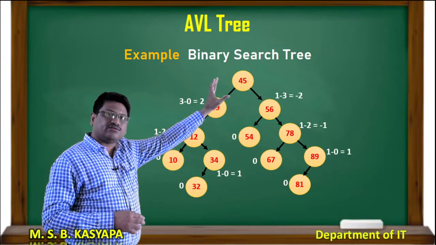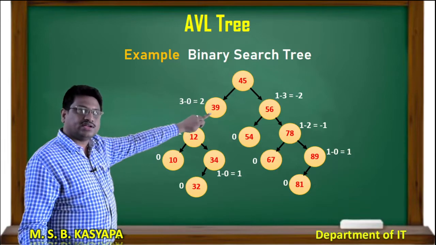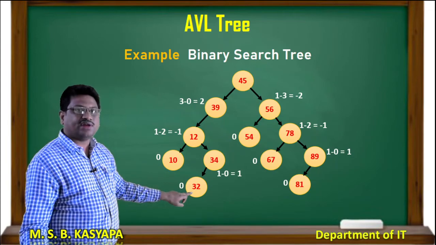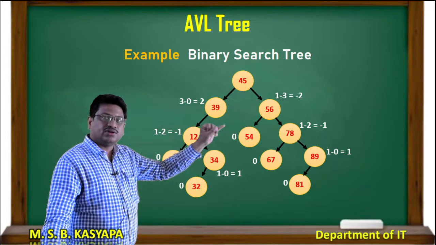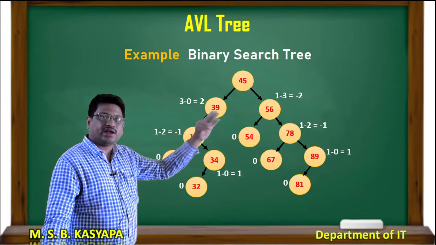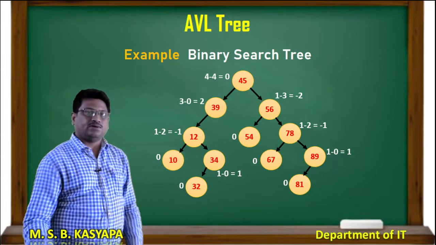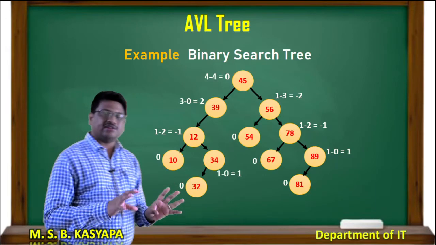Then if you go to 45, that is the root node. From 45 to 39, 1, 2, 3, 4. On the left side, I have 4. If you go to the right side, 45 to 56, 56 to 78, 78 to 89, 89 to 81, that is 4. So 4 minus 4 equals 0. So these are the balance factors of each and every node in this binary search tree.